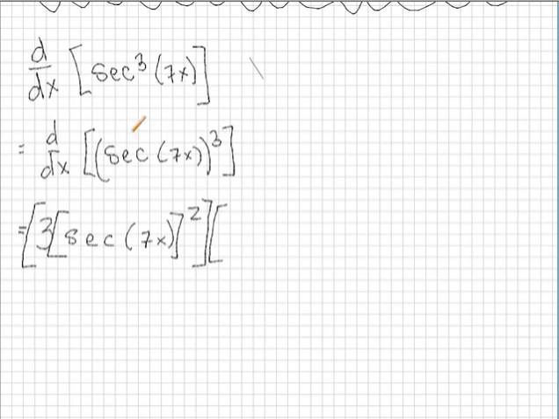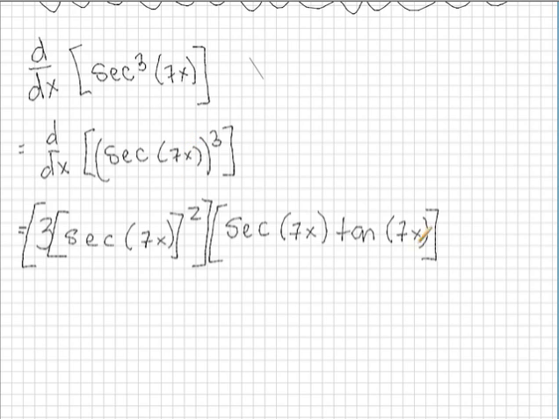Now let's do our middle function here. Secant, well, the derivative of secant is secant x tangent x, but we don't have an x. We have a 7x. So we want to make sure and note that. So secant, everything that's inside the secant function. Tangent, everything that's inside the secant function, that's 7x. And that is our second differentiation. Now let's go ahead and move on to our third.